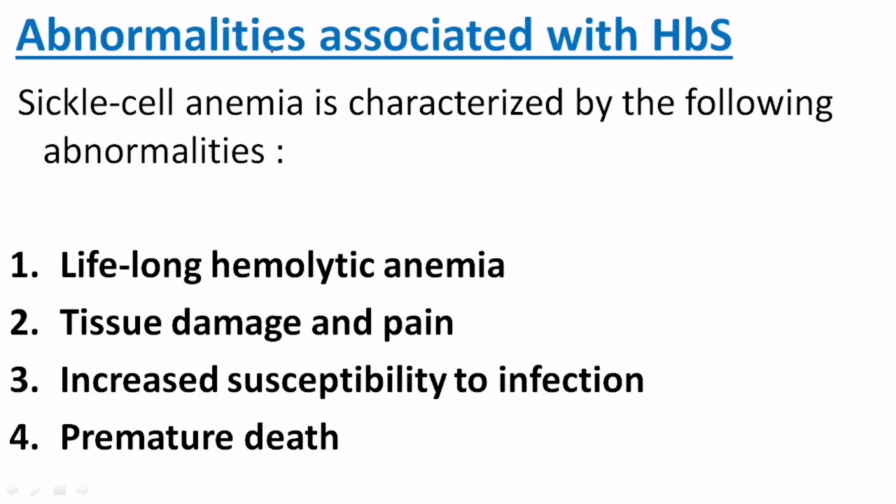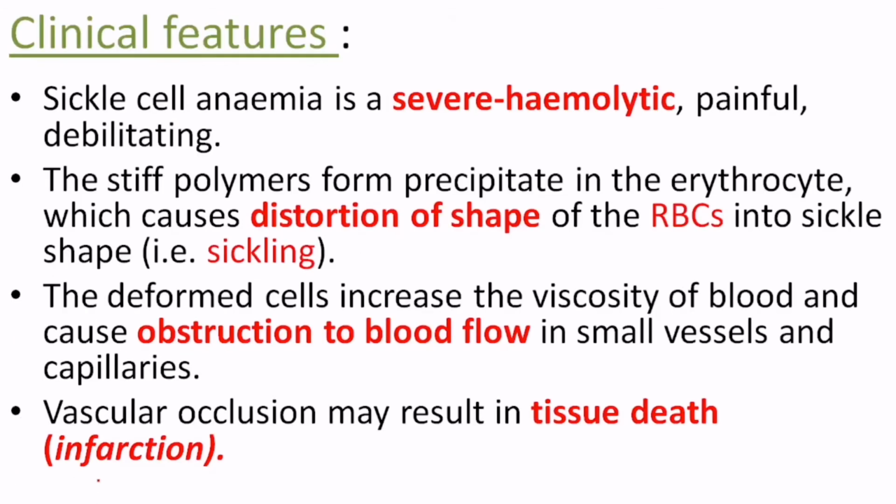Moving ahead to the abnormalities associated with hemoglobin S. The abnormalities regarding sickle cell anemia are, first, lifelong hemolytic anemia: in a patient with sickle cell anemia, there's lysis of the erythrocytes. Second, as I have told you, there's vascular occlusion, and due to this there's a chance of tissue damage and inflammation that relates with the pain. Third is increased susceptibility to infection. And fourth is premature death; the patient with sickle cell anemia faces a premature death.